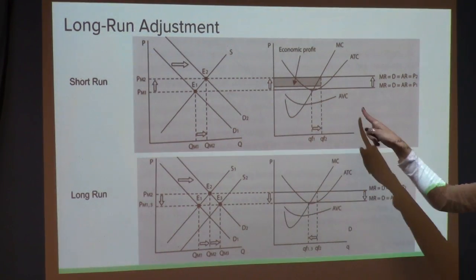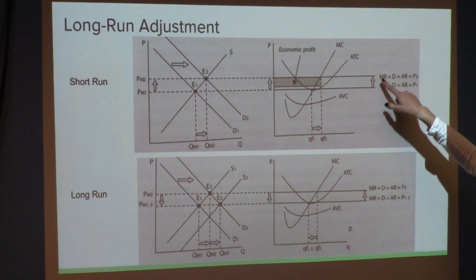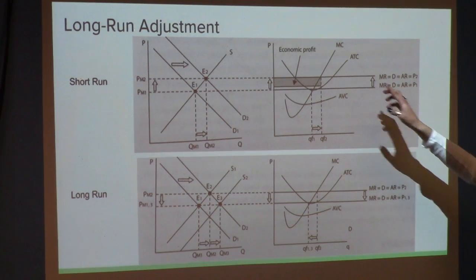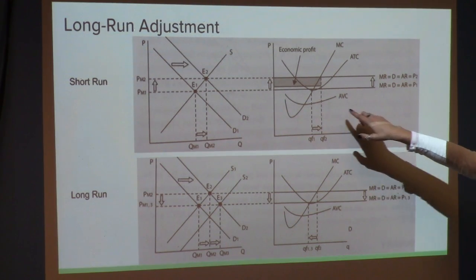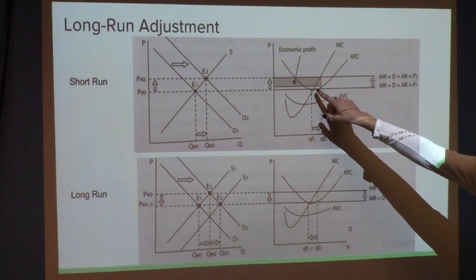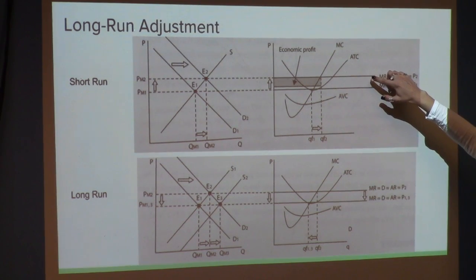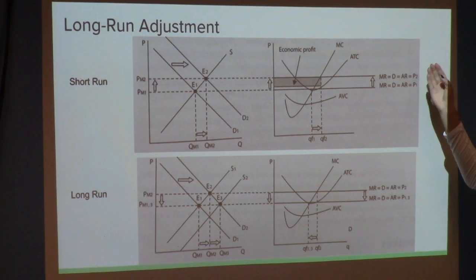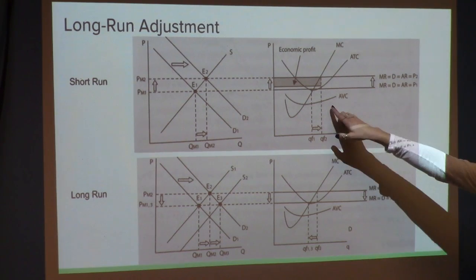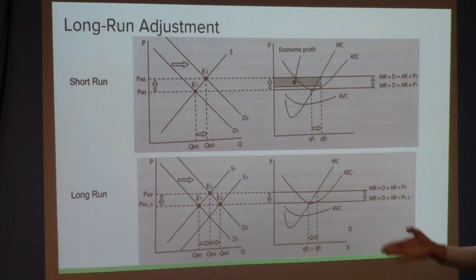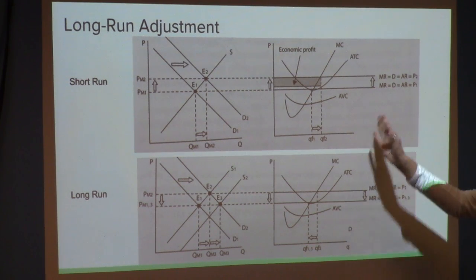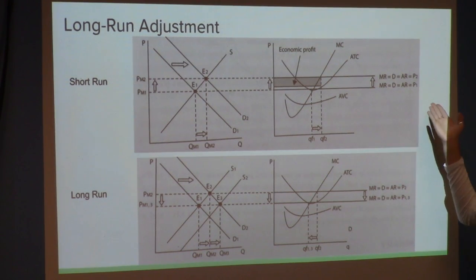This is the market, this is the firm. When the price goes up, it goes up in the firm as well, which means that they're going to make a profit because their ATC is down here, but now their marginal revenue is up here. And as I was saying before, if your marginal revenue is above your ATC and your AVC here, you're going to make a profit.